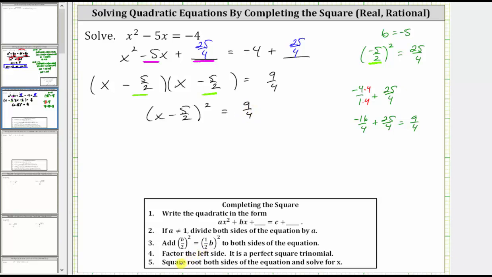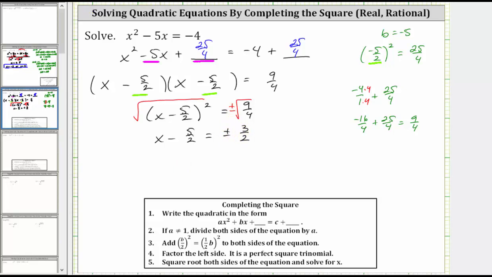The next step is to square root both sides of the equation and solve for x. And when square rooting both sides of the equation, it's important to remember we include a plus or minus on the right so that we get both solutions. On the left, the square root undoes the squaring, and we're left with the quantity x minus 5/2. And on the right, 3 squared is equal to 9, 2 squared is equal to 4, and therefore the square root of 9/4 is equal to 3/2. The right side is now just plus or minus 3/2.